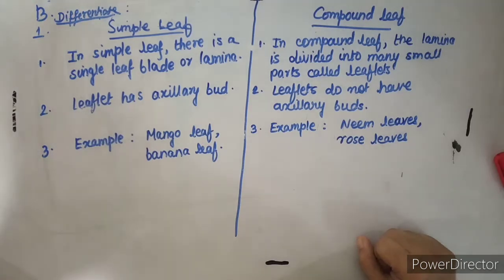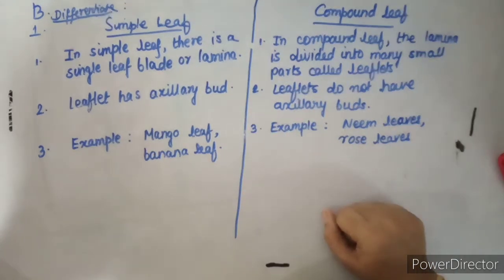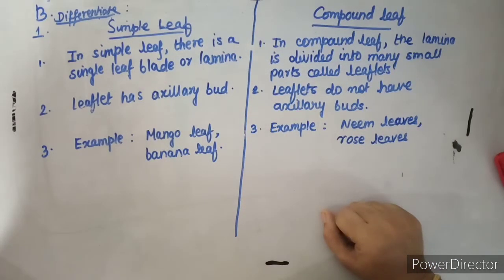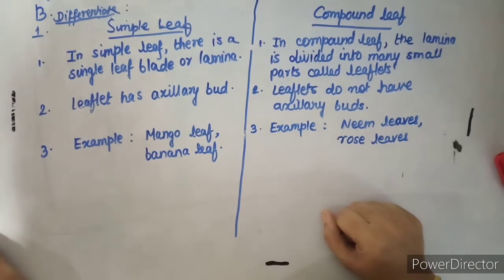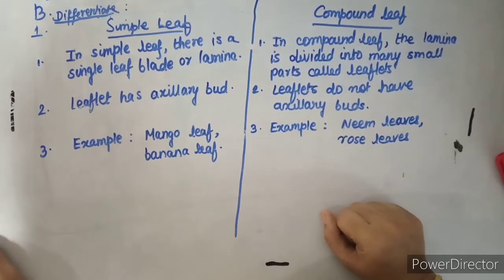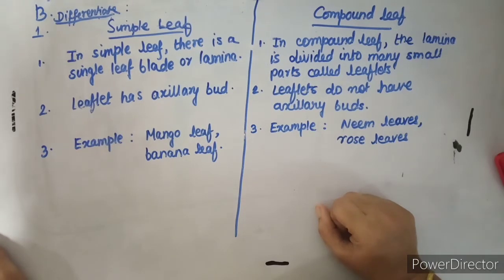Second point: a leaf has an axillary bud. So what is an axillary bud? You have already been taught. Now the second one: leaflets do not have axillary buds. And the third one is example: mango leaf, banana leaf. Here the example is neem leaves and rose leaves.